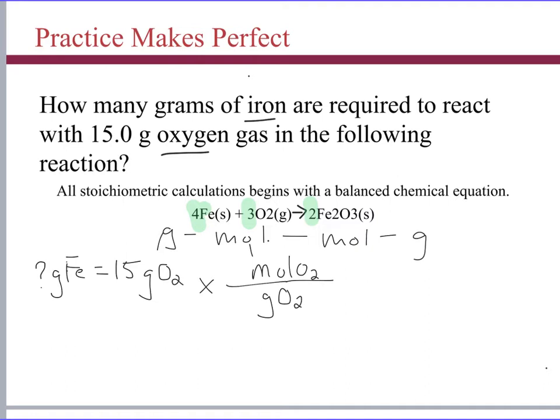Okay, so here's where I now plug in. I have to recognize this conversion factor as molar mass, and so I plug in my numbers. One mole of O2 is equivalent to 32 grams of oxygen gas. Now, some of you may be like, where in the heck, Miss Askew, did you get 32? Well, let me show you.